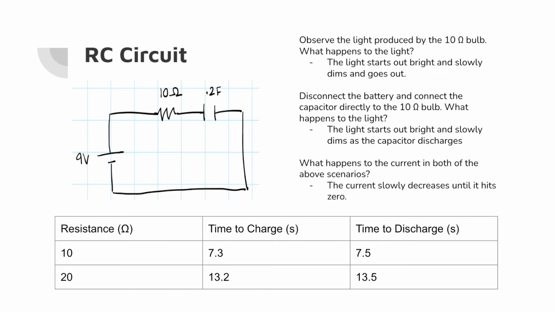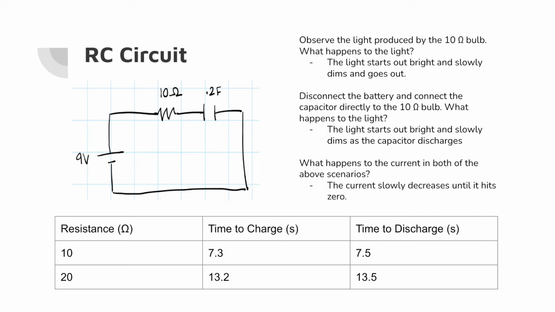Next, I moved on to the portion of the lab dealing with RC circuits. When a light bulb is connected in series with a battery and capacitor, the light will start out bright and slowly dim until it goes out. This happens as the capacitor is being charged. When the battery is disconnected and the charged capacitor is connected directly to the light bulb, the light will start out bright and slowly dim until the light is out. This happens as the capacitor is discharged.